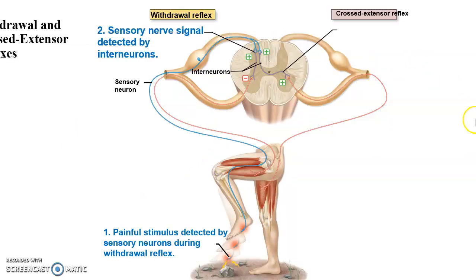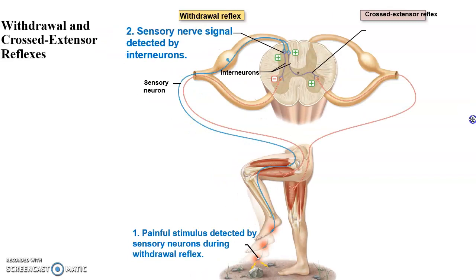All right, what happens when we have withdrawal reflex? Well, it turns out it can often end up combining with a crossed extensor reflex because if, say, you're walking and you step on something that hurts you, not only do you need to withdraw from the painful stimuli, but you also need to have your other leg contract properly so that you don't fall on your butt. So, first thing that happens, painful stimulus. You step on something that hurts.